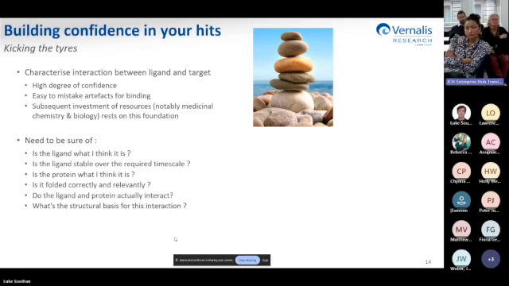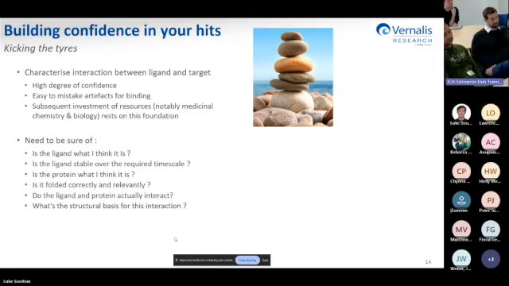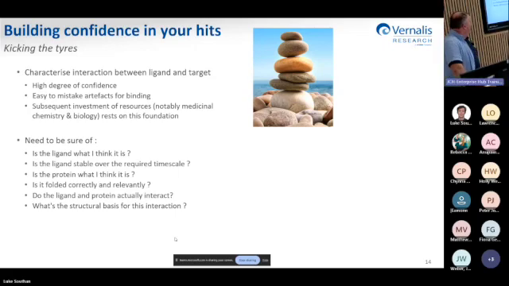Is the protein what you think it is, or is the target, if it's not a protein, what you think it is? Is it folded correctly? Is it folded relevantly? Does it have any necessary post-translational modifications? Should it be glycosylated?